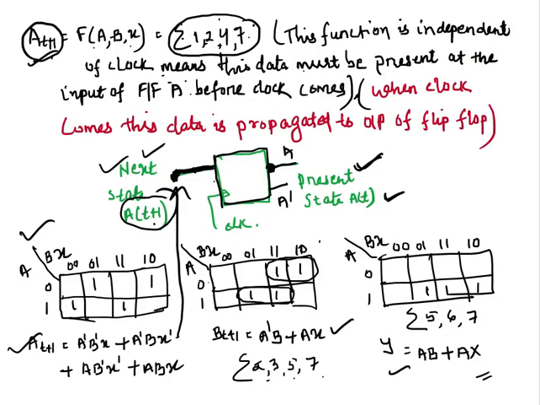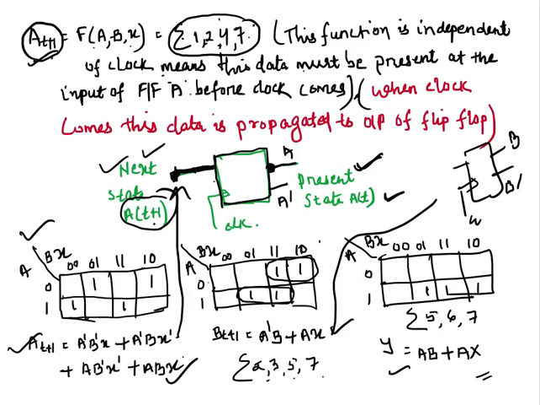Then this logic is present at the input of another flip flop, whose output is B, and this is my clock. So this data is independent of the clock. These are combinational circuits, this is a combinational circuit, this is also a combinational circuit. So the data present here at the next state is independent of clock. This data must be present at the input of flip flop A, that is here.